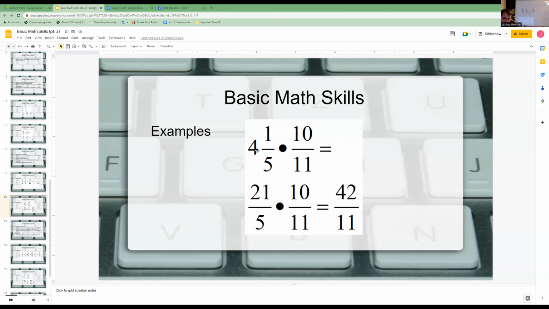4 1/5 times 10 over 11. Okay, so the problem here is that you need to take your mixed fractions and turn them into improper fractions. So 4 times 5 is 20. Add 20 to 1, you have 21 on top now. And then you just do 21 over 5 times 10 over 11. Okay, let's do this.